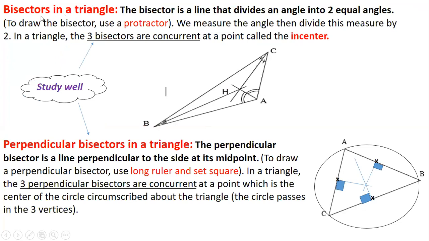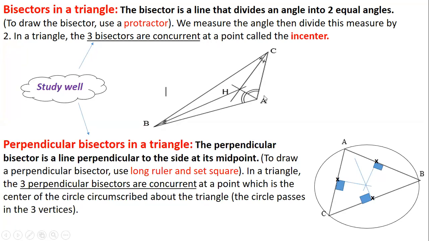Now I will talk about the bisectors in a triangle. Previously, we have seen that for every angle I can draw its bisector. How do we draw the bisector of an angle? It is a line that divides an angle into 2 equal angles. We always draw the bisector using the protractor, the half circle. What should I do? I measure the angle and divide the measure by 2, then I draw the bisector.